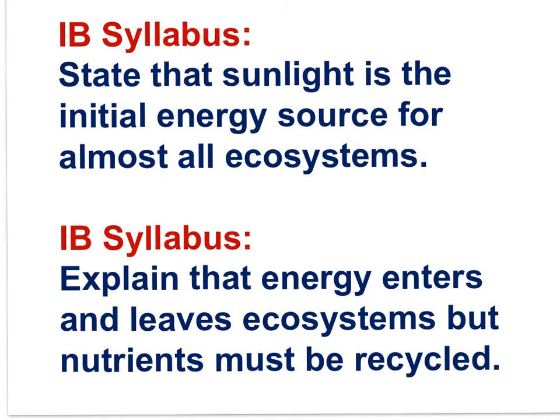Here are the next IB syllabus statements. State that sunlight is the initial energy source for almost all ecosystems. Explain that energy enters and leaves ecosystems, but that nutrients must be recycled. Now, keep your eyes open. You will need to explain that energy enters and leaves ecosystems, and explain that nutrients cycle within the system.